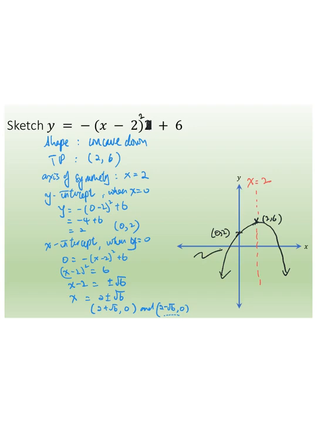This point is (2 minus root 6, 0). This point is (2 plus root 6, 0). And the equation is y equals minus (x minus 2) squared plus 6. Alright? So let's have a look at the next one.